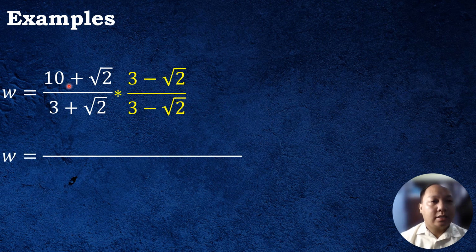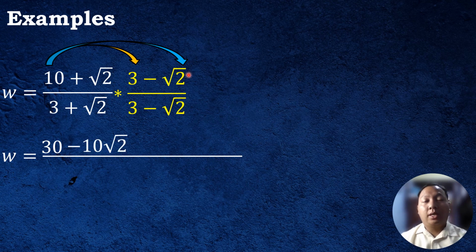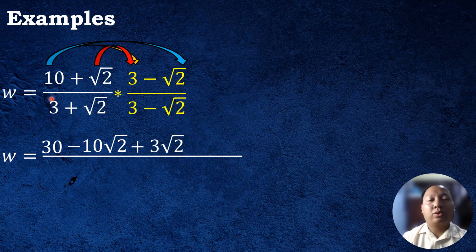Isa-isahin natin. Sa numerator, magpo-FOIL method tayo. So, 10 times 3 is 30. 10 times negative square root of 2 is negative 10 square root of 2. Again, whole number at radical, pagdidikitin lang. So, positive times negative is negative. Proceed naman tayo dito. Square root of 2 times 3 is 3 square root of 2.